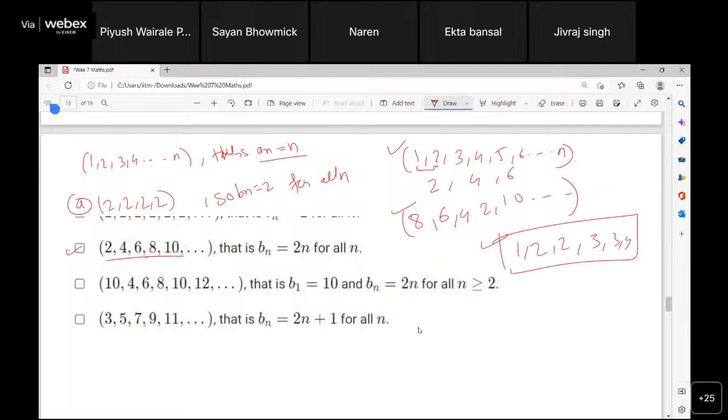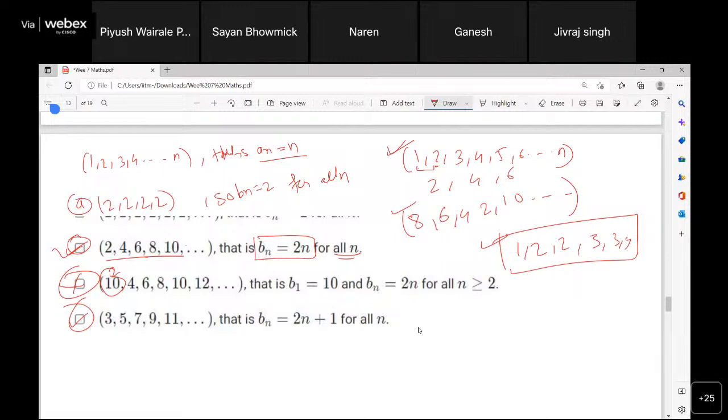A subsequence is just taking terms in order. Applying this particular condition, bn equals 2n for all n, we get this sequence, and this is a subsequence of the given sequence, right? In the same way, this one is not correct, because here we are getting 10 and then saying 4, 6, 8, and before 4 we have 2 and 3, so the order is disturbed. So this is also not correct. Here I can say it goes to 2n plus 1, so this one is correct. So options B and D are the correct ones.